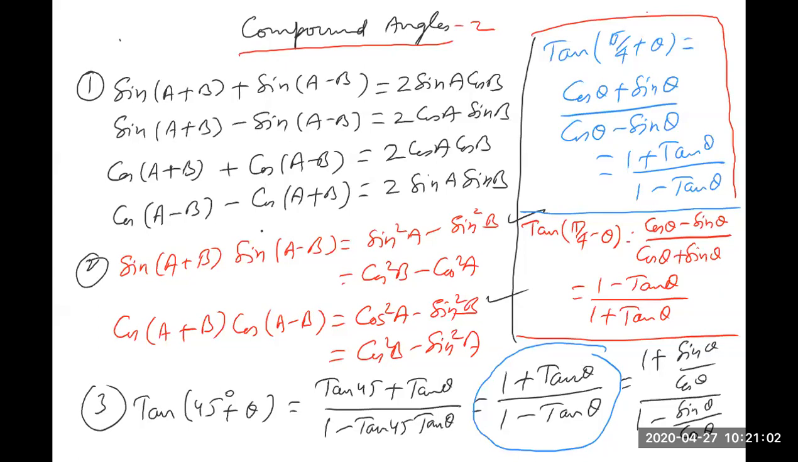So I think now everybody has done. So I'm going to the next page. So tan pi by 4 plus theta is equal to 1 plus tan theta upon 1 minus tan theta, or cos theta plus sin theta upon cos theta minus sin theta. Similarly, 1 minus tan theta upon 1 plus tan theta will be equal to tan pi by 4 minus theta.